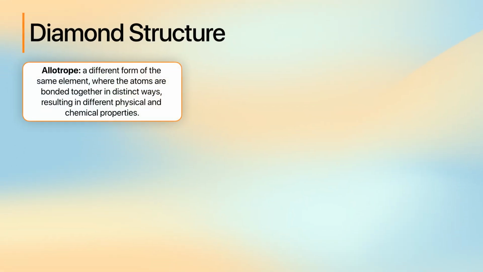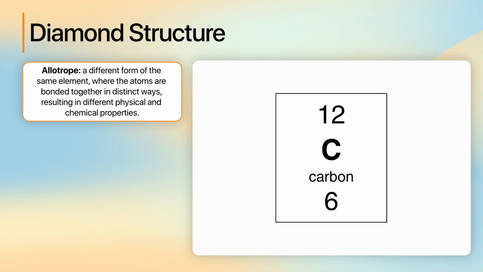Allotropes are different forms of the same element, where the atoms are bonded together in distinct ways, resulting in different physical and chemical properties. A familiar example of allotropes is carbon, which can exist in several different forms.